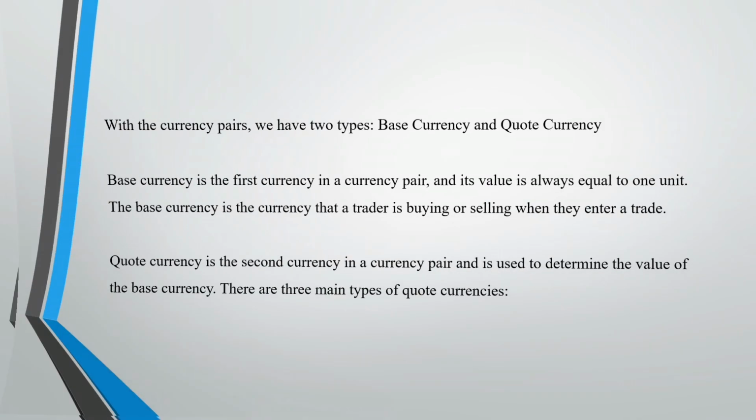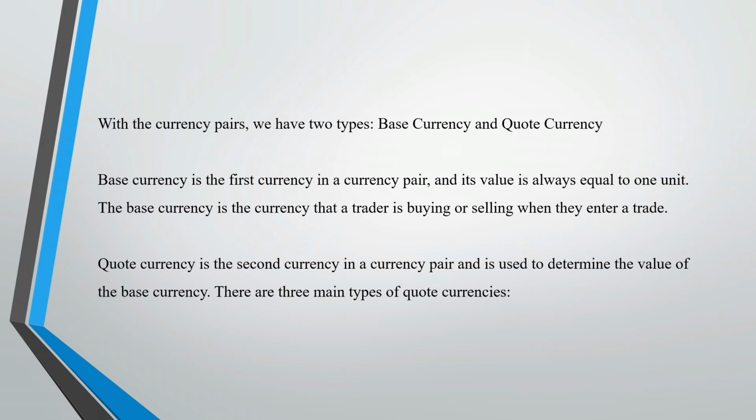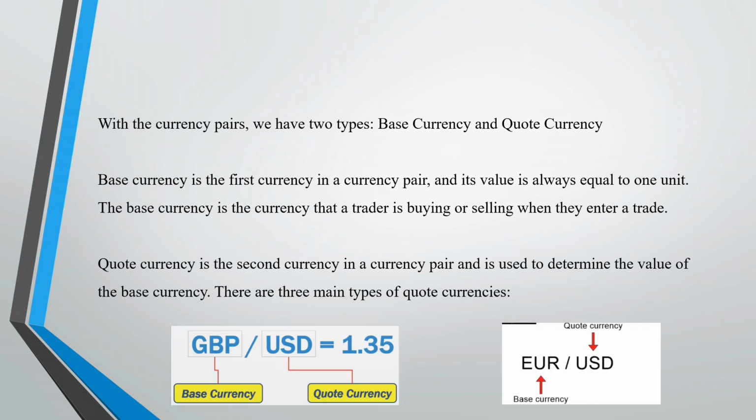With the currency pairs, we have two types: base currency and quote currency. Base currency is the first currency in a currency pair, and its value is always equal to 1 unit. The base currency is the currency that a trader is buying or selling when they enter a trade. Quote currency is the second currency in a currency pair, and is used to determine the value of the base currency.